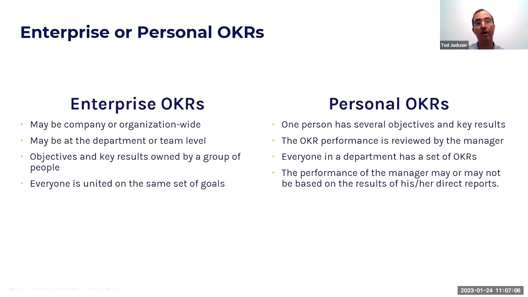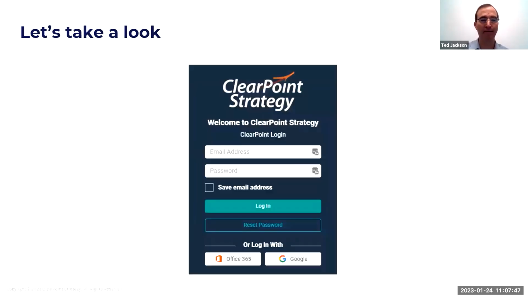You may have also heard of OKRs being dealt with at the personal level, right? So it's an individual having 3 objectives and some key results associated with them. Those OKRs are reviewed by your manager at the end of the month or the end of the quarter, right? And so everyone in the department has their own set of OKRs that roll up at the department level, and the performance of a manager may or may not be based on the results of his or her direct reports. So that's where you get into personal OKRs and enterprise OKRs. We're going to cover both really quickly in the demo that I'm going to give.